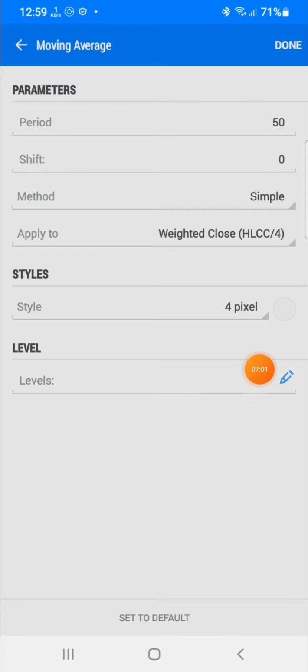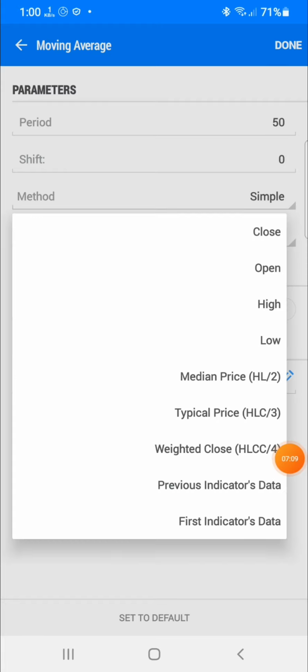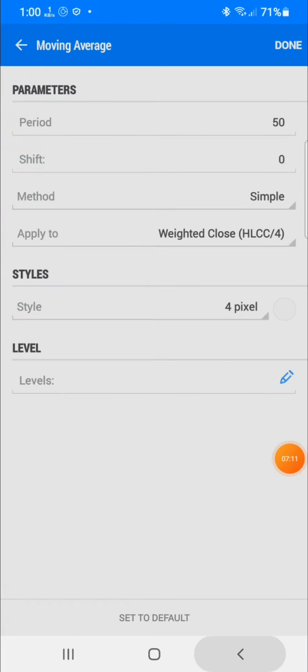Now on the first moving average indicator, Windows 1 RSI, this is it: 50, shift 0, method simple, applies to weighted close, as you can see there. The second one is also weighted close, 40. We're just making the period 10 points different.